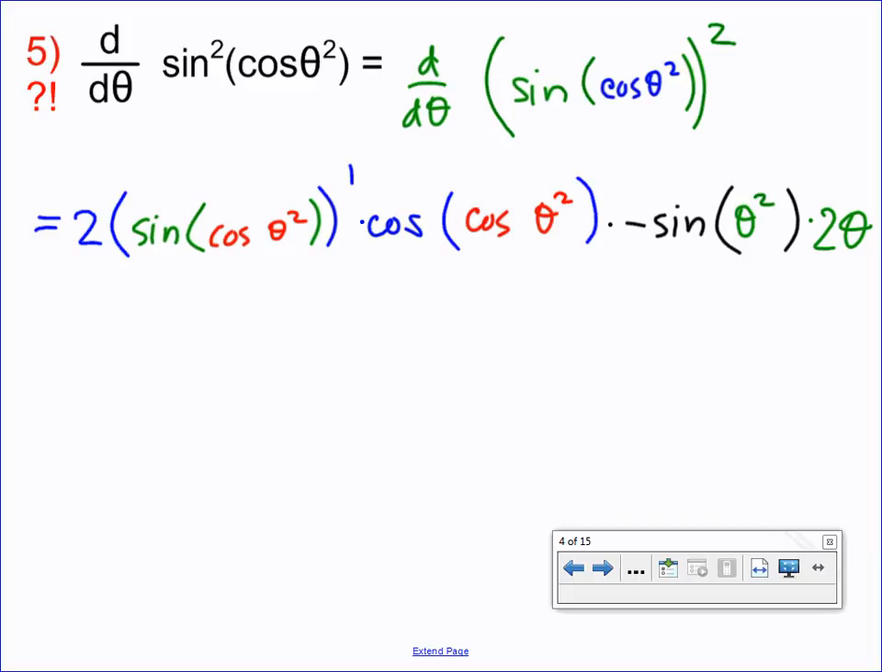Wow! So we'll put it all together and see if we can regroup this at all. I get a negative, I get a 2, I get a 2, and a theta, so I'm thinking my linear term here is just going to be negative 4 theta. And it looks like we've got a sine of cosine theta squared times the cosine of cosine theta squared.